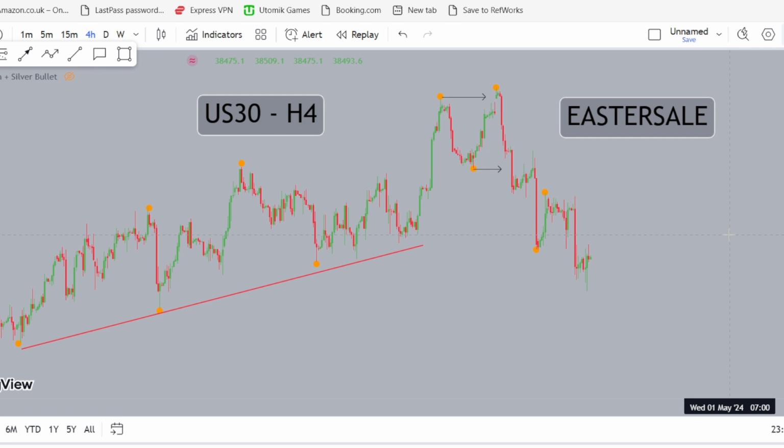So we're going to be focusing a lot on liquidity in this video, as well as some of the basic smart money concepts such as structure, fair value gaps, and general order flow.